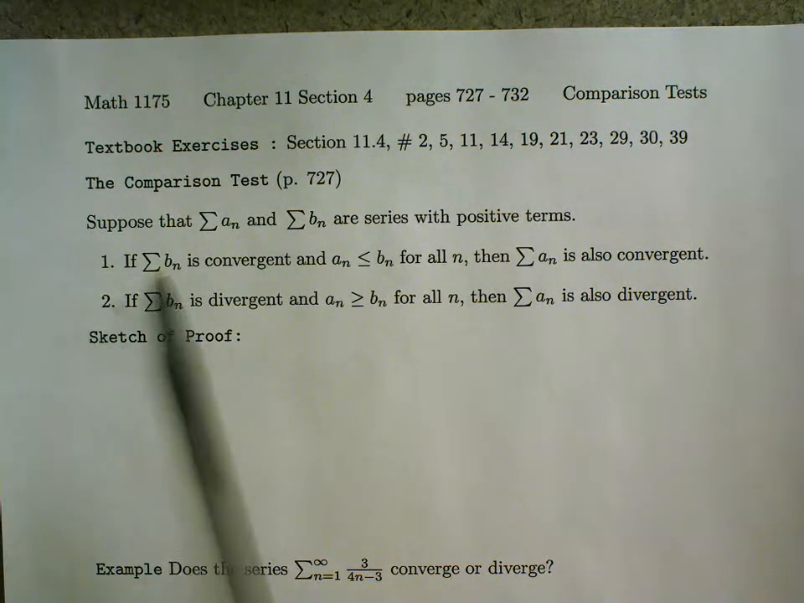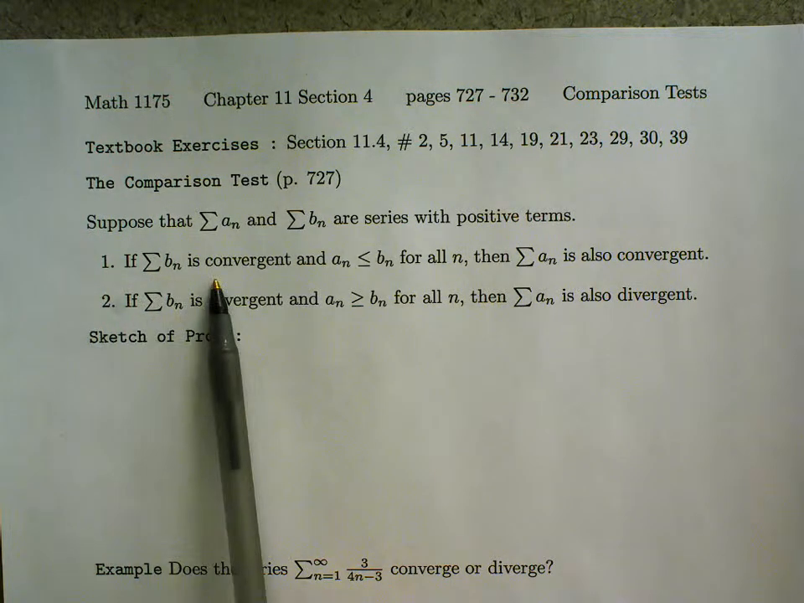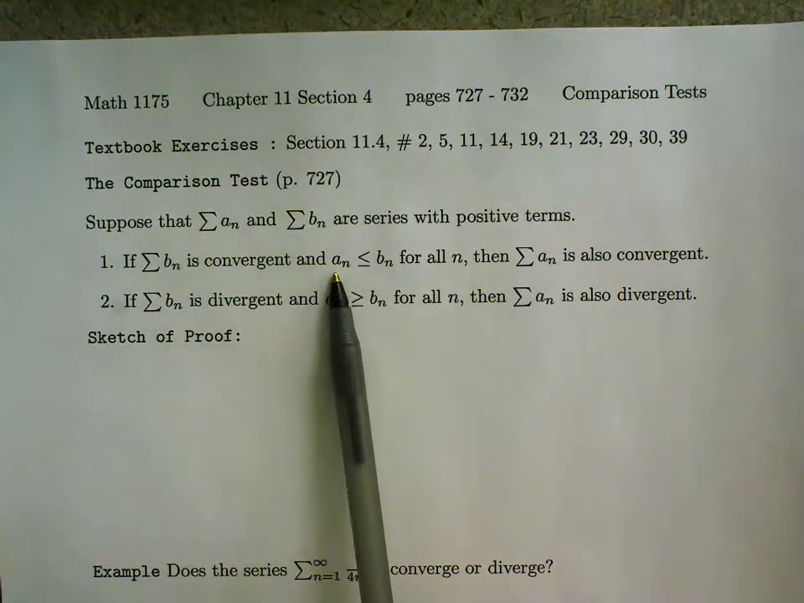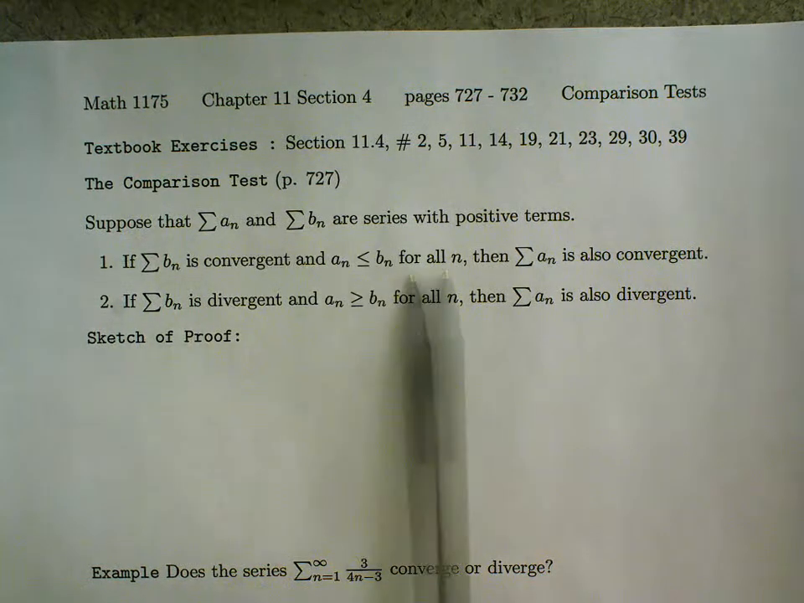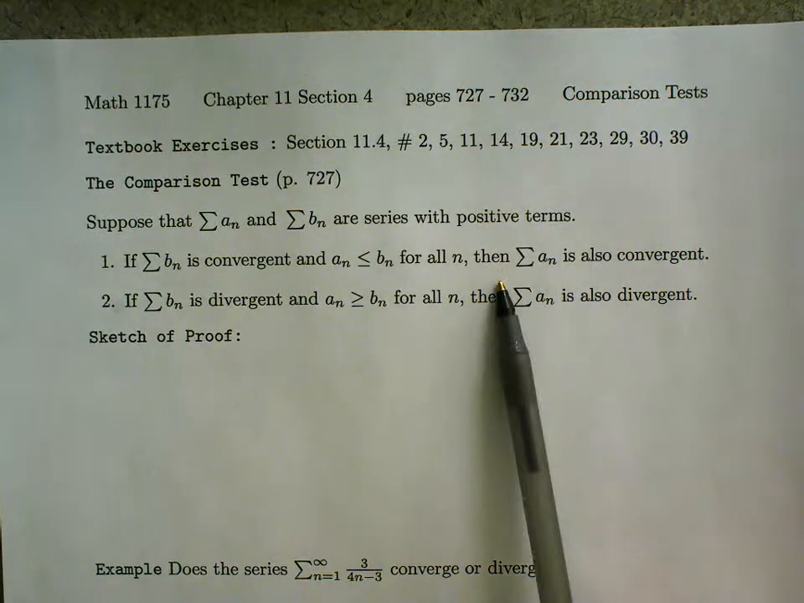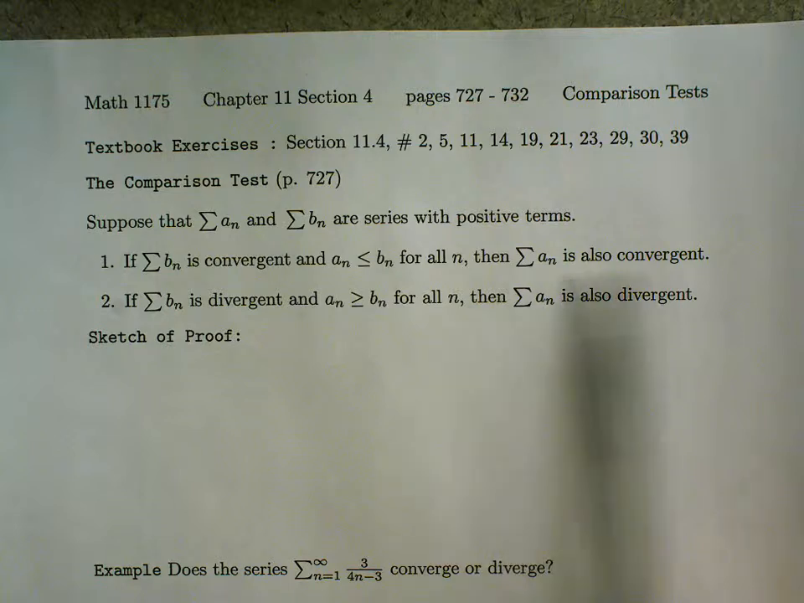So the comparison test says if the b sub n series is convergent and a sub n is less than or equal to b sub n for all n, then the series of the a sub n terms is also convergent.